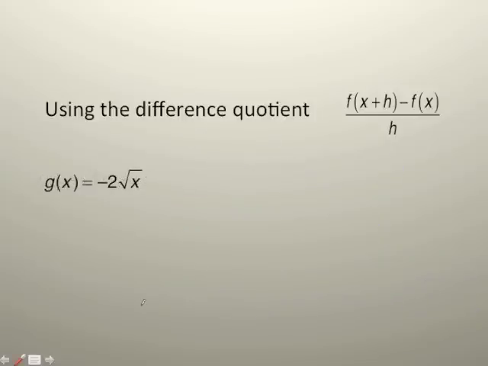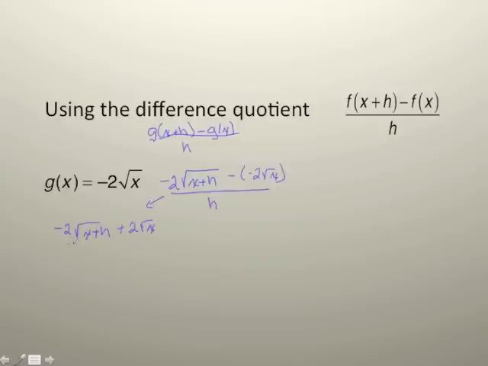Okay, here's another problem to find the difference quotient for. Now, the difference quotient in this case will be g of x plus h minus g of x all over h. So we'll have negative 2 of the square root of x plus h, and then it'll be minus negative 2 square roots of x all over h. Bringing that down here, we'll have negative 2 square roots of x plus h plus 2 square roots of x all over h. Negative times negative is positive.